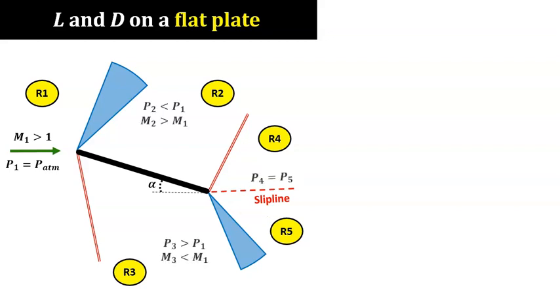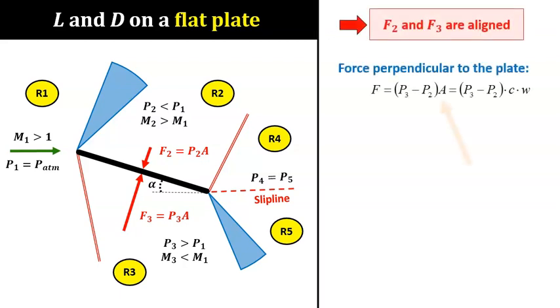These surface pressures P2 and P3 will produce the normal forces F2 and F3, which can be calculated. The area A of the flat plate is equal to the length or chord C of the plate times the span or width W of the plate. If W is not given, we can assume W to be equal to 1 and calculate the force per unit span of the plate.